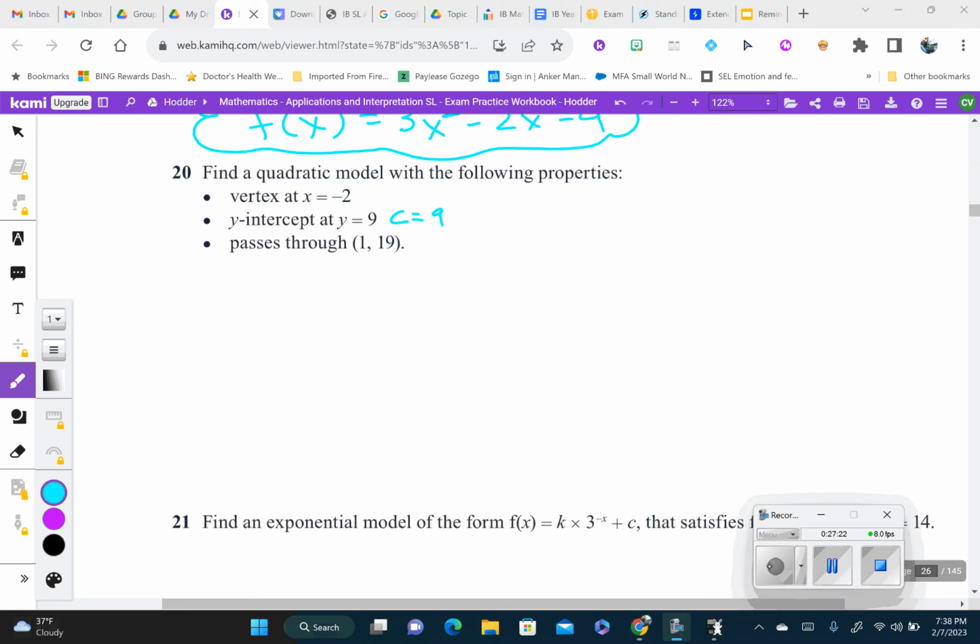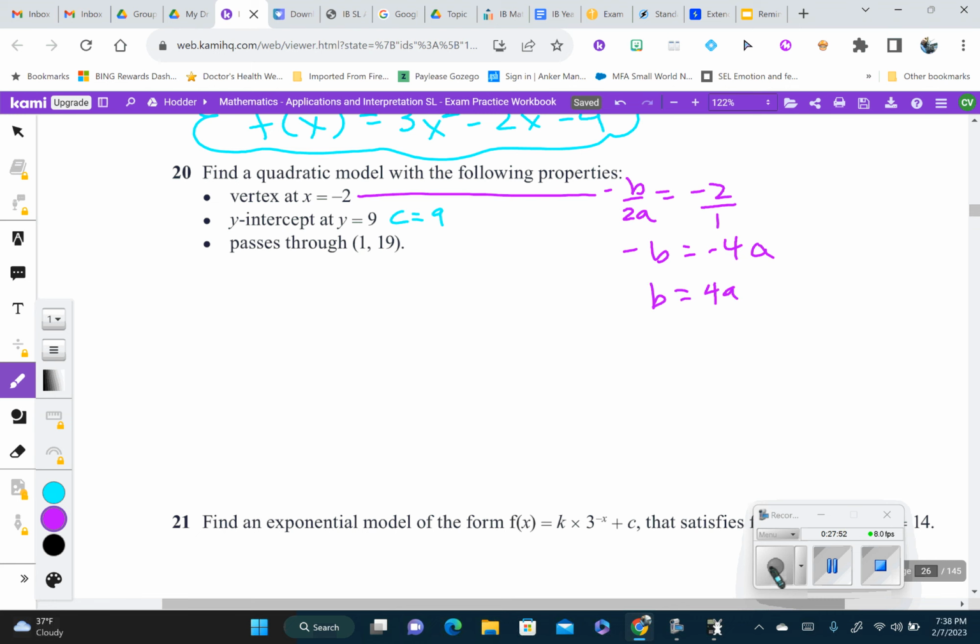So the way I approach this problem is by remembering that vertex. The formula for finding the vertex is -b over 2a. So I'm going to take the -b over 2a, and it's telling me that the vertex is at -2. So I'm going to set it equal to -2. If there's no denominator, put a 1, cross multiply, so I have -b is equal to -4a. Okay. Divide both sides by -1, and I get b is equal to 4a.